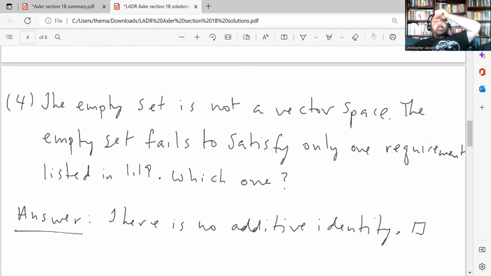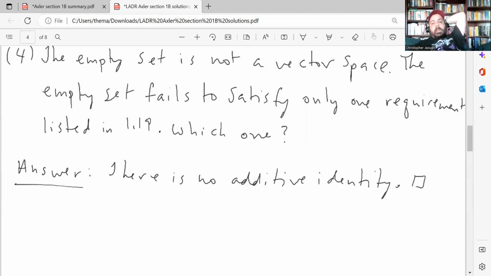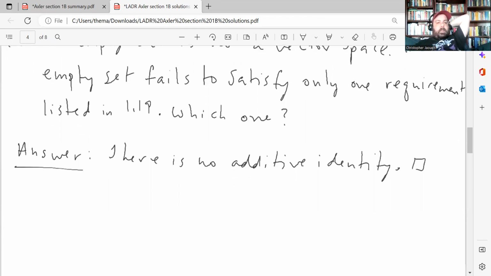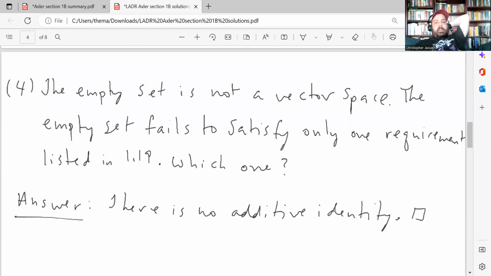The empty set is not a vector space. The empty set fails to satisfy only one requirement listed in 1.19, which is the definition of vector space, where he goes over the axioms and everything. So which one does the empty set fail? The one that it fails is the additive identity, because there's nothing in the empty set. So therefore, the empty set is not a vector space.